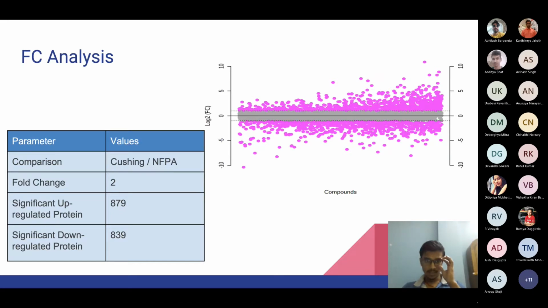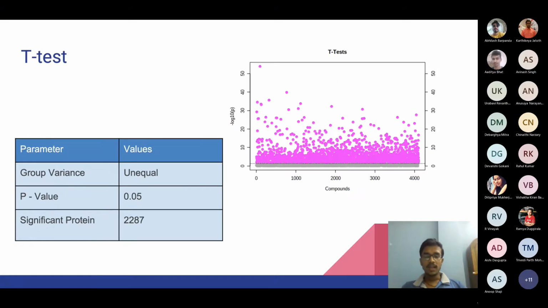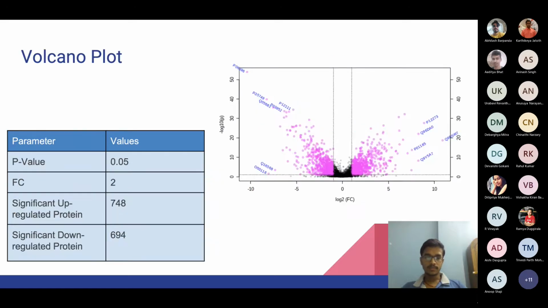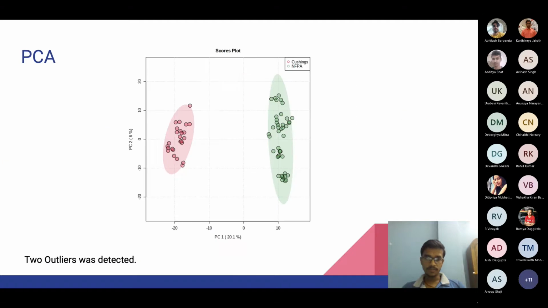Afterward, the FC analysis of the data was done, in which the comparison was Cushing versus NFPA. The fold change was 2. The significant upregulated proteins were 879 and the significant downregulated proteins were 839. The t-test was performed afterward, in which group variance was taken unequal. The p-value was 0.05 and the significant proteins were 2280. Then the volcano plot was generated, with p-value less than 0.05 and FC value of 2, and the significant upregulated proteins were 748 and the significant downregulated proteins were 694.